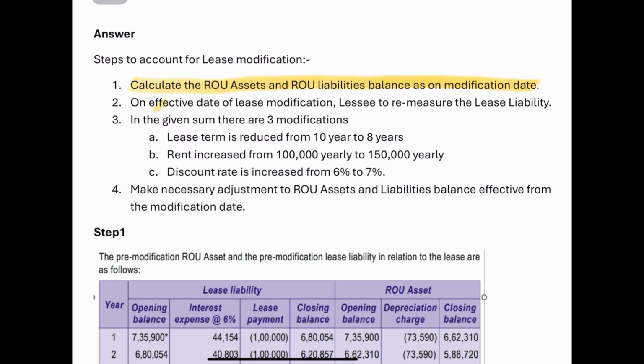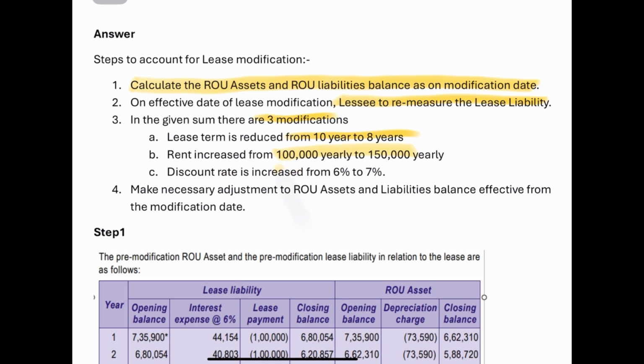Okay, and on the effective date of lease modification, the lessee remeasures the lease liability. So we have to remeasure the lease liability as on the effective date of modification. In this given example there are 3 modifications. 1, lease term is reduced from 10 to 8 years. So we have to calculate what is the impact on lease liability and asset on account of reduction of this lease term. And lease rent is increased from 100,000 to 150,000 yearly. So we have to calculate what is the impact on account of this modification.